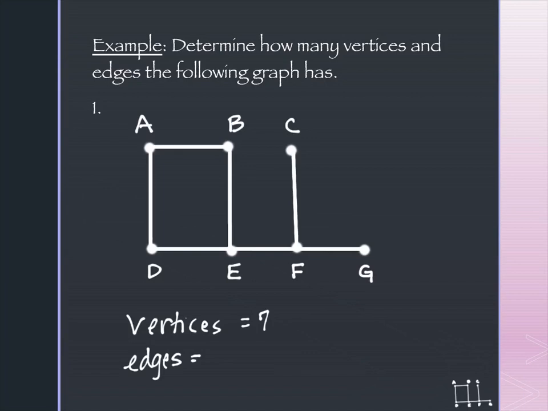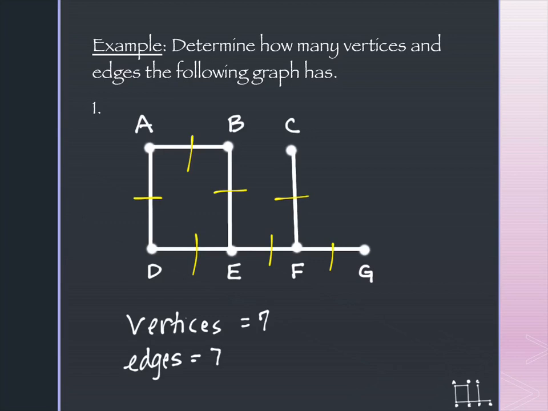It's 7 as well. There's 7 edges. So if we're counting the edges, each edge is what's connecting one point to the next. So we have an edge AD, we have an edge AB, one that's BE, one that's DE. That's 4 of them. EF makes 5, CF makes 6, and FG makes 7. There's 7 edges. Does that make sense?